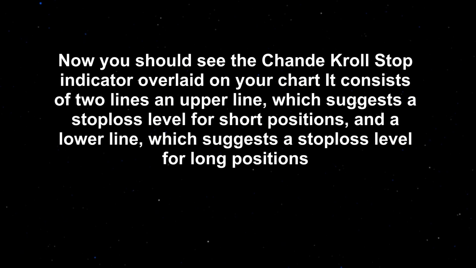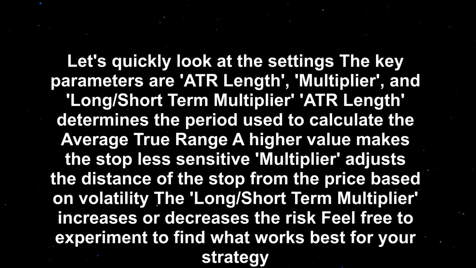It consists of two lines: an upper line, which suggests a stop-loss level for short positions, and a lower line, which suggests a stop-loss level for long positions. Let's quickly look at the settings. The key parameters are ATR length, multiplier, and long short-term multiplier.